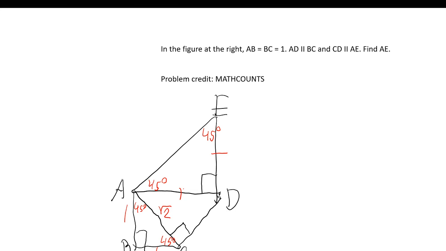Now, let's take a look at this triangle right here. We see that over here we have a right angle. We have a 45-degree angle surrounding it. And, well, look for more similarity. We see CD is parallel to AE. We see some more similar triangles. If these are similar, this has to be isosceles, which tells us the leg is the square root of 2, and more importantly, the angles.